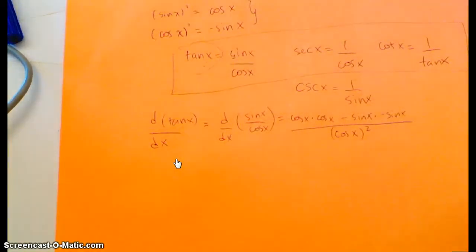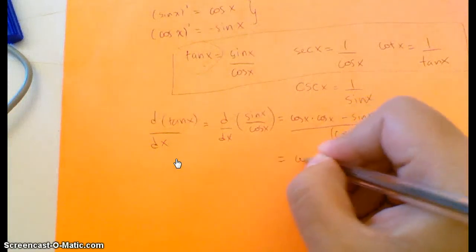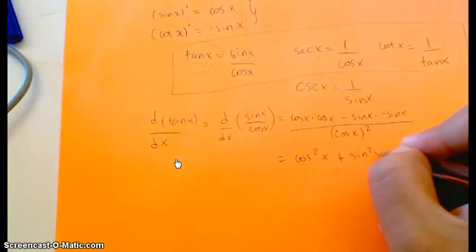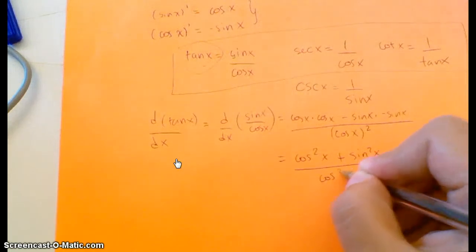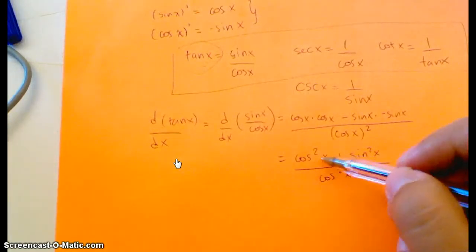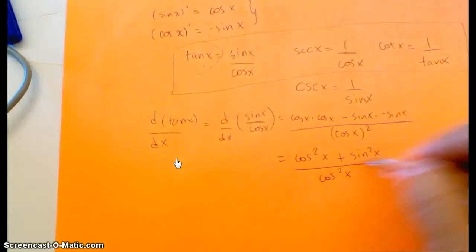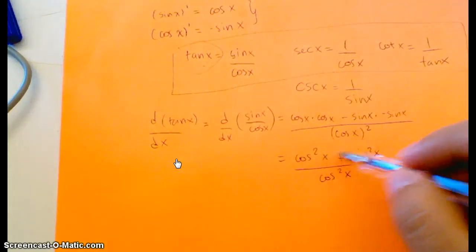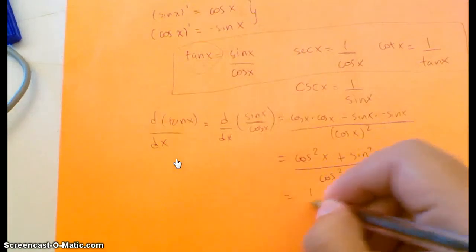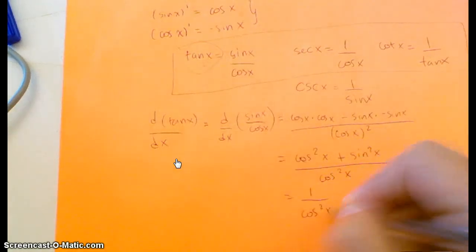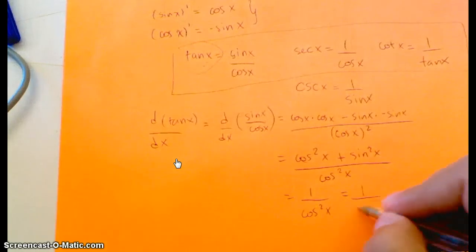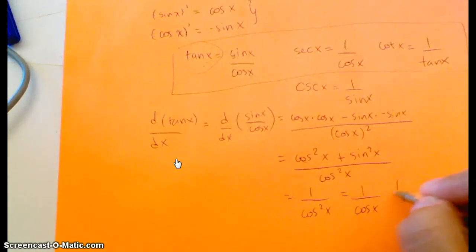So in here I have cosine square of x, in here I have sine square of x, over cosine square of x. Please do not cross this out because this is not a factor. The other identity that I can use is that anytime I have sine square plus cosine square, that is worth 1, over cosine square of x. Now this is the same thing as cosine of x times 1 over cosine of x.